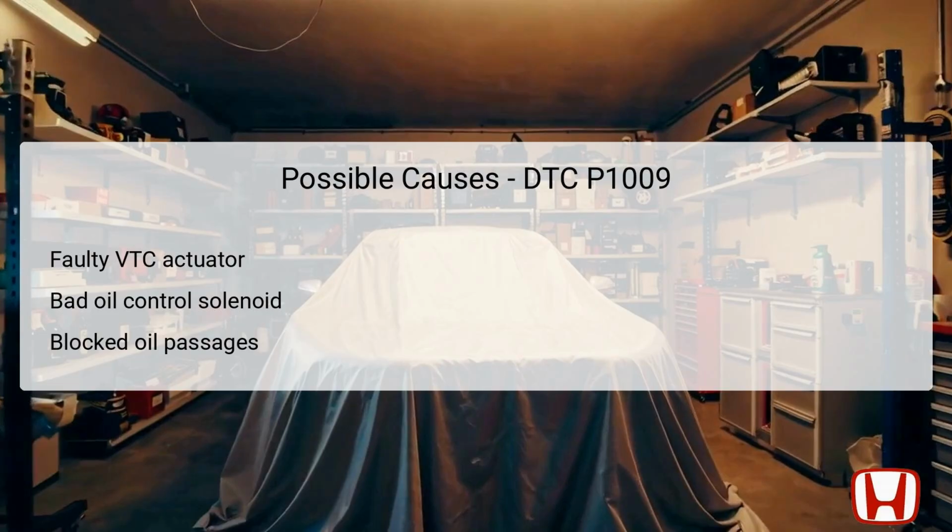Second, a malfunctioning VTC oil control solenoid valve A can prevent oil flow to the actuator, which is necessary for its operation. If the solenoid valve fails, the actuator can't adjust the timing as needed, resulting in performance issues. Lastly, if oil passages are blocked or contaminated, it can prevent proper oil flow, causing erratic actuator behavior. Each of these possibilities must be considered and tested during the troubleshooting process to accurately diagnose and address the issue.